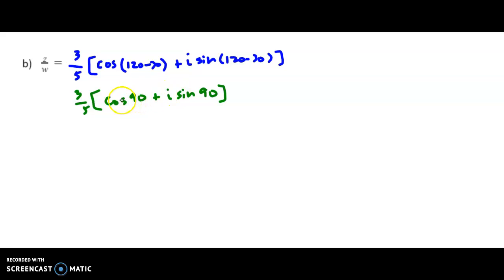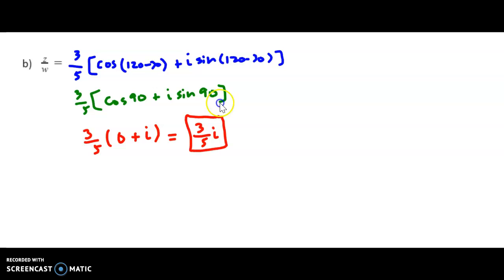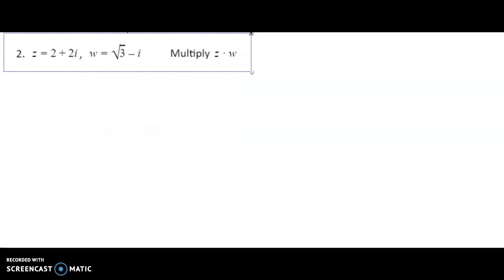And so our next line looks like this, and we evaluate these. Cosine of 90 and sine of 90. So cosine of 90 is 0, and then sine of 90 we know is 1, so that's just 1i, or just i, and 0 plus i is just i, so this is really just 3/5 i, and we're done. Okay, so those two formulas are important to know. But what happens when you are given a rectangular form, like this one?